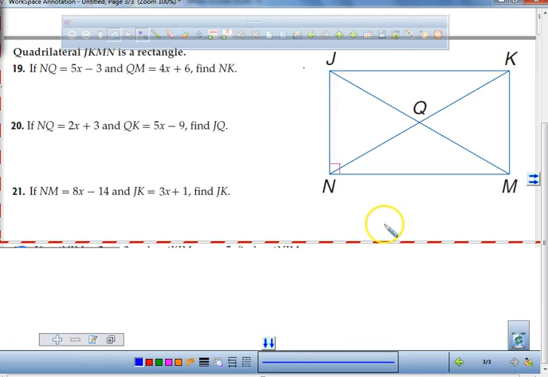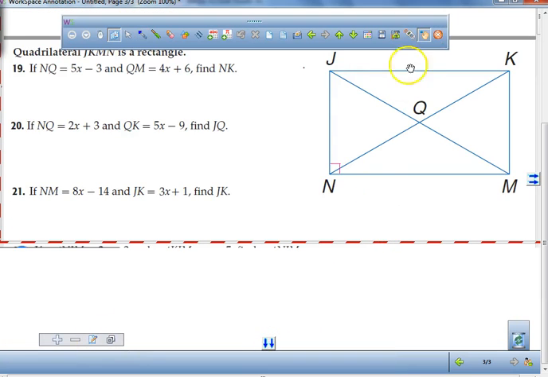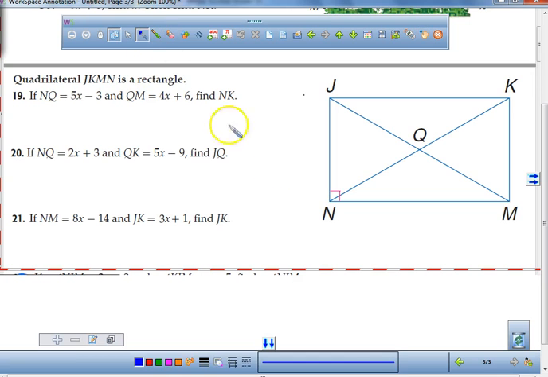So now that we've done that, we're going to help you guys set up 19, 20, and 21. I'm not going to do it for you. I'm going to help set it up. So here we go. Number 19. N to Q is this distance right here. Q to N is this distance right here. What can you tell me about N to Q and Q to N?